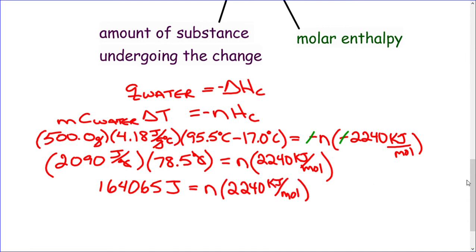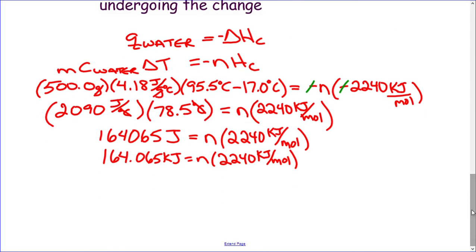Now, I can see pretty quickly here that I'm going to end up in joules and kilojoules when I divide this out. So it would be helpful for me if I had the same unit when I divide it over to the other side. So I'm just going to do that division. 164,065 joules divided by 1,000 is going to become 164.065 kilojoules. And then that's just going to equal the same value that I have on the other side. And that takes care of my units, so I know that when I divide them over to the other side that I'm going to end up with the right thing.